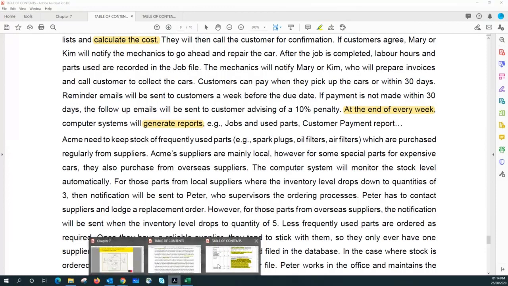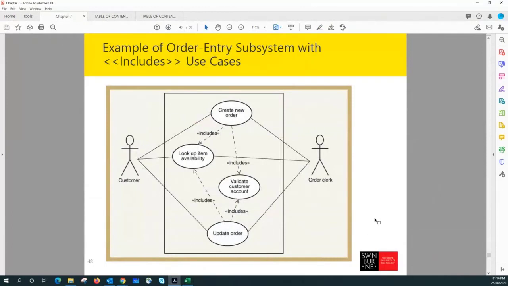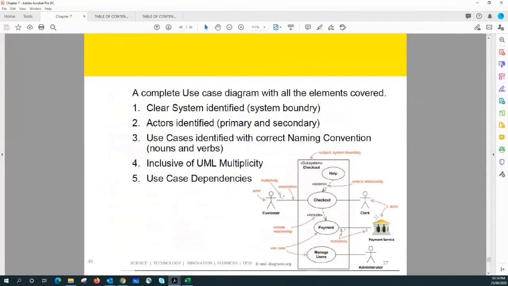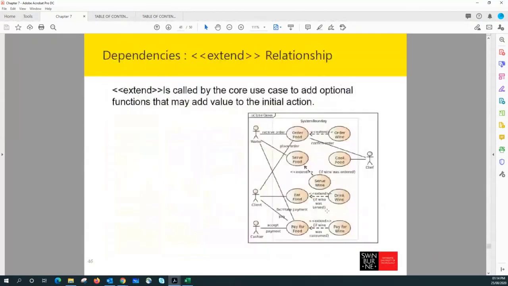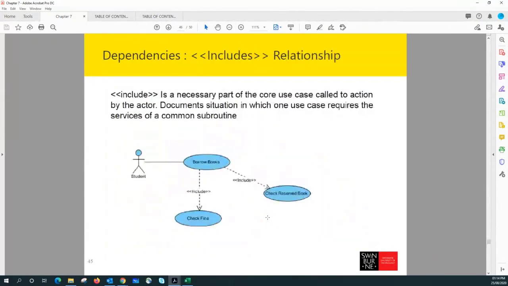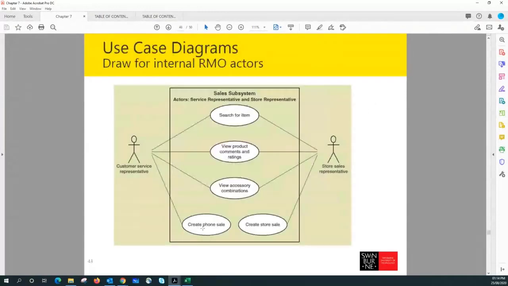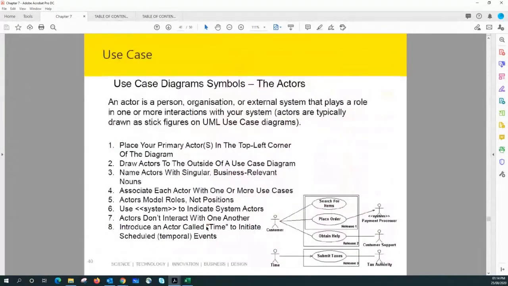So how do we handle the temporal event? Let's go to our class notes and see what they are suggesting to handle the temporal event. You can have a separate actor like time, which invokes a use case like generate reports. So let's have another actor called the time actor.